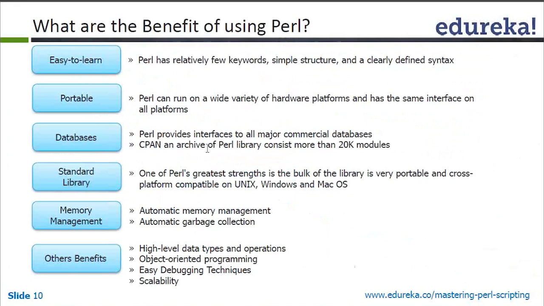Perl provides interfaces to all major commercial databases. CPAN has an archive of Perl libraries consisting of 20,000 modules. So it has more than 20,000 packages, which I told you are PM modules, which can be used by developers or automation engineers. Additionally, the industry will be writing their own packages, so there will be a lot of database modules as well. As we go forward, we will take each topic in detail and explain it.